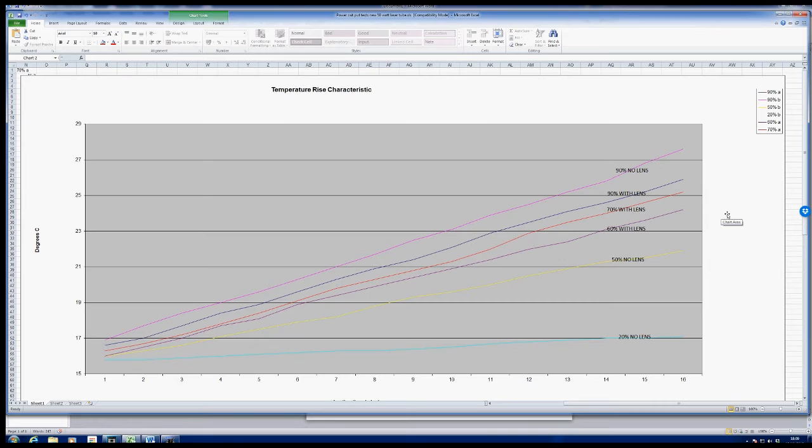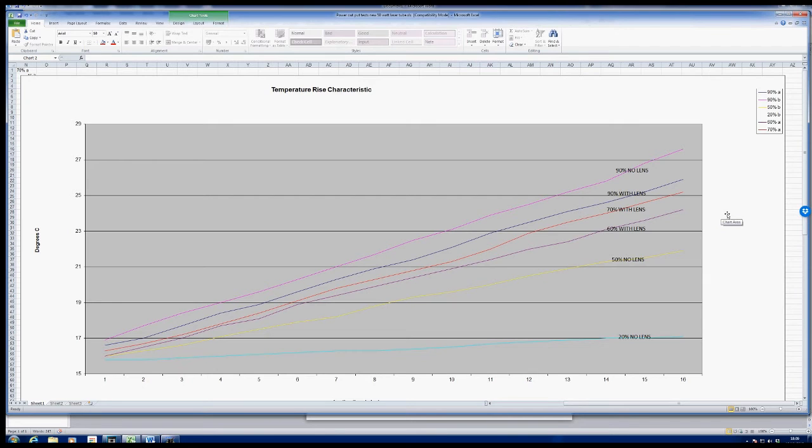One thing I'd like to point out is that there's very little difference between the temperature rise at 70% than there was at 60%. And in fact, when you look at the 90% black line, you'll find that it's even possible that the red line on average is either parallel or slightly better than the 90%.